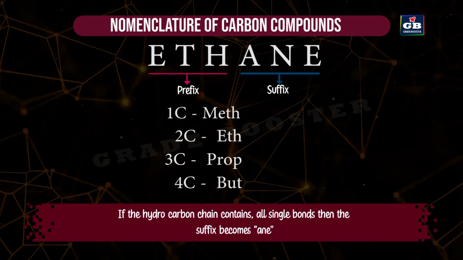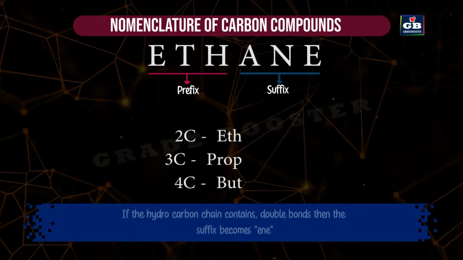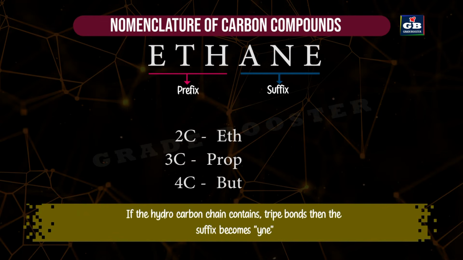If the hydrocarbon chain contains all single bonds, then the suffix becomes ane. This is ethane, methane, propane, butane, etc. If the hydrocarbon chain contains double bonds, then the suffix becomes ene, that is ethene, propene, butene, etc. If the hydrocarbon chain contains triple bonds, then the suffix becomes yne, that is ethyne, propyne, butyne, etc.